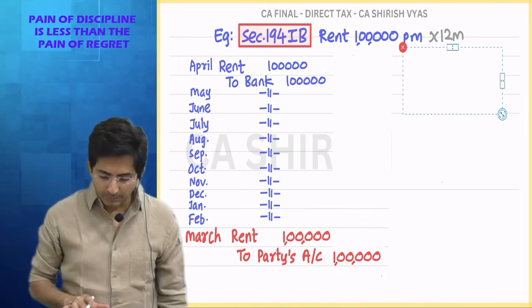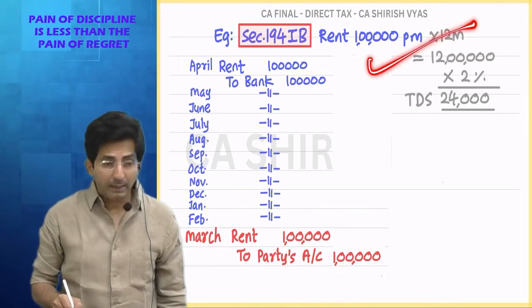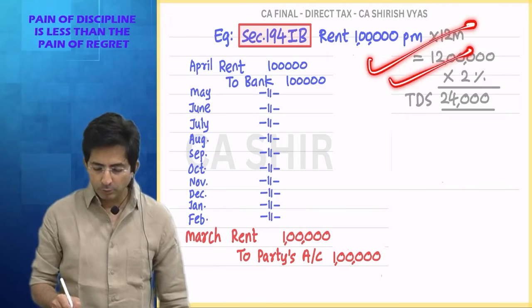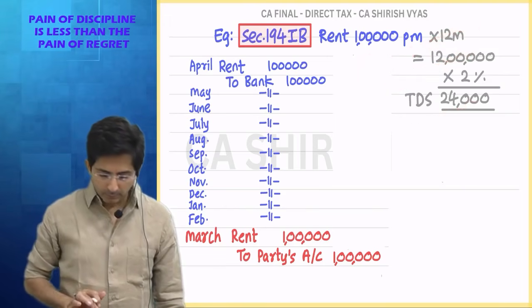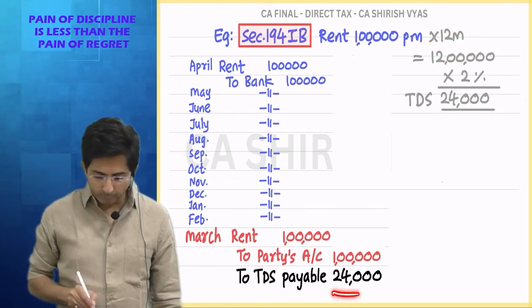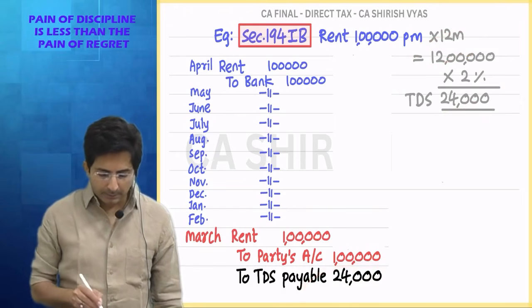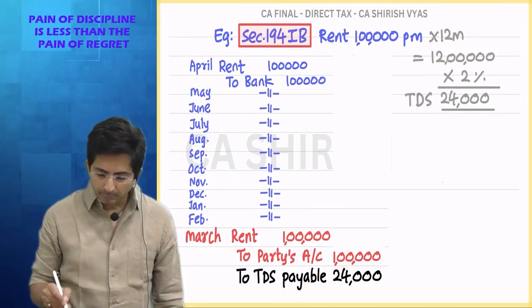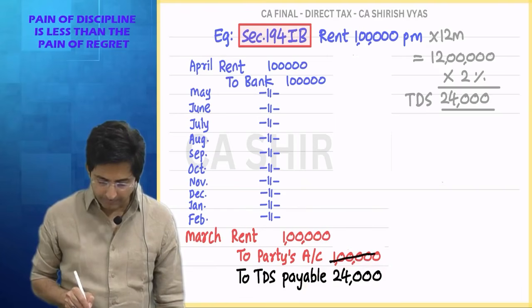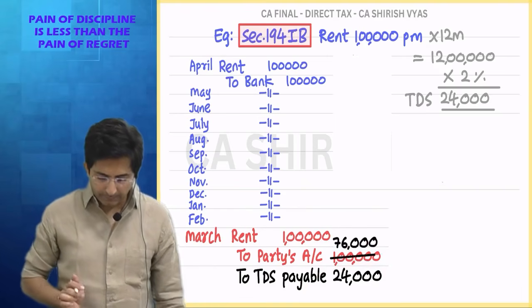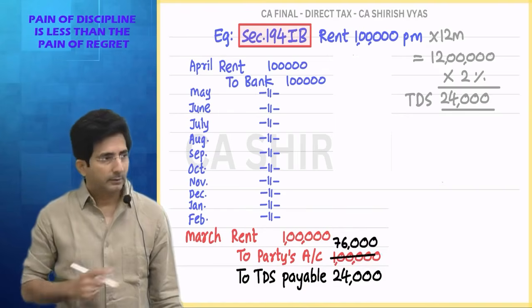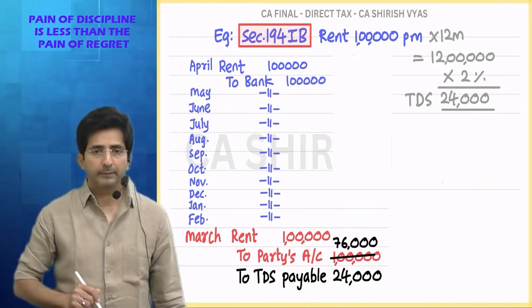Calculate. What is the rent of 12 months? 12 lakhs. 2% comes to 24,000. So TDS will be 24,000. And parties account, I will not write 1 lakh. I will credit the party with 76,000. This is a refined journal entry.